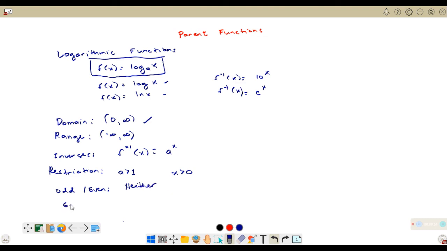Now, what is the general form of logarithmic functions? We have a logarithm of b times x minus h plus k. Okay? So that will be it for our discussion on logarithmic functions.